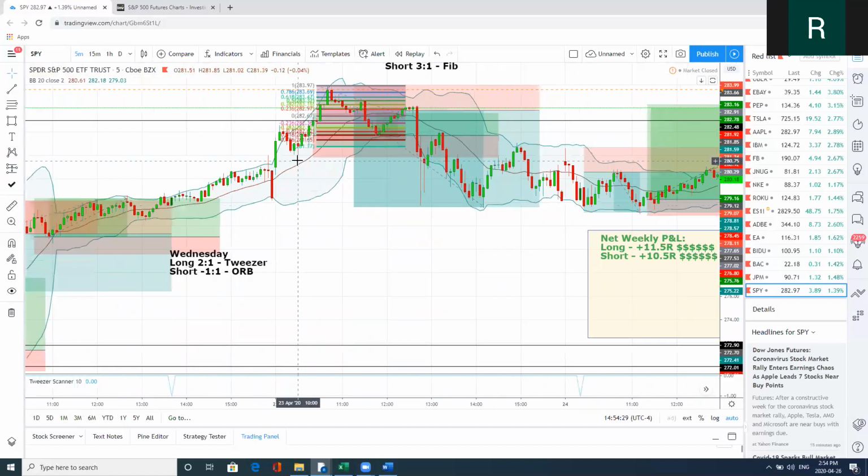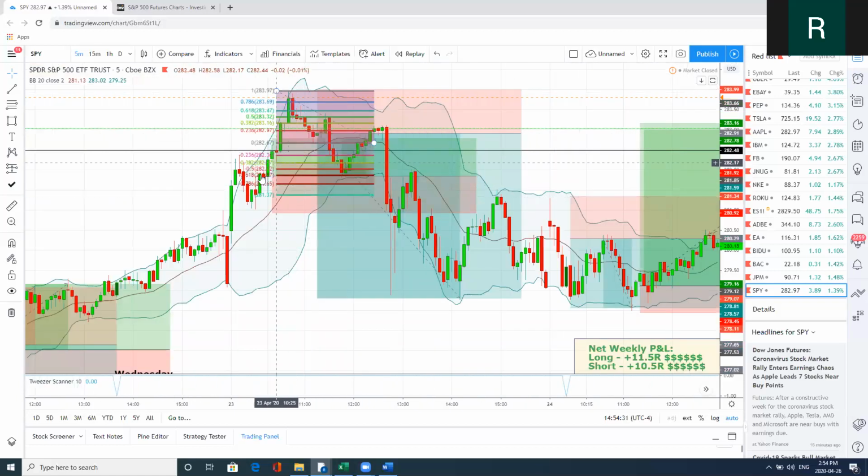Moving on to Thursday, at this point, you should have really realized that the bulls are in full control. So you want to get a long opportunity right off the open, right? So right off the open, we have this big power candle.